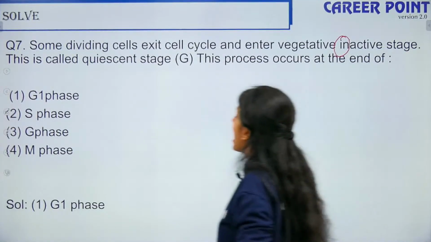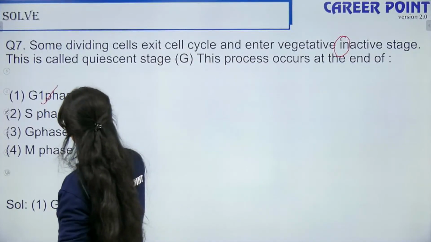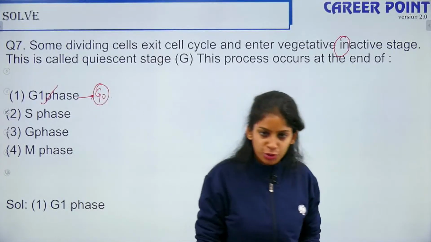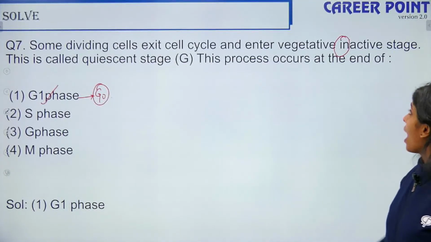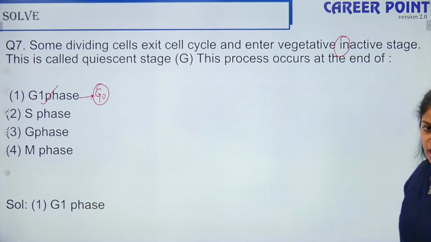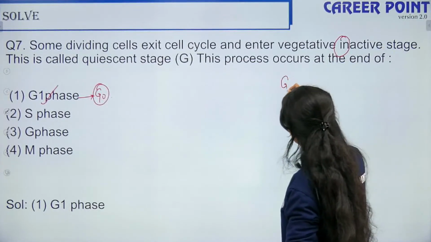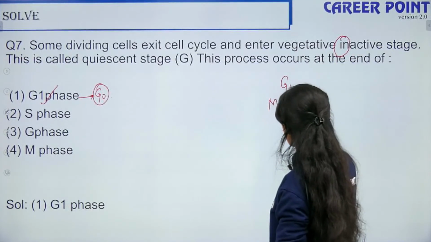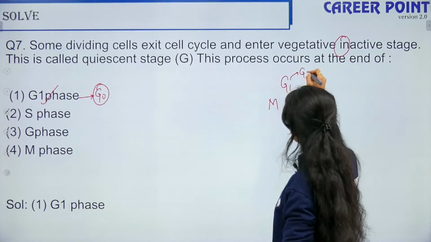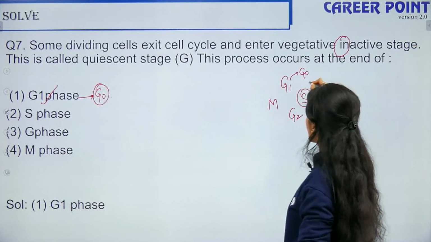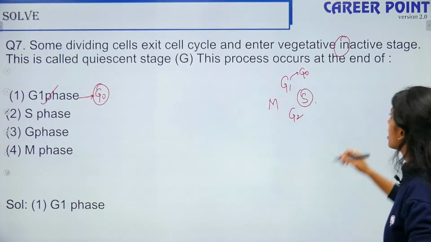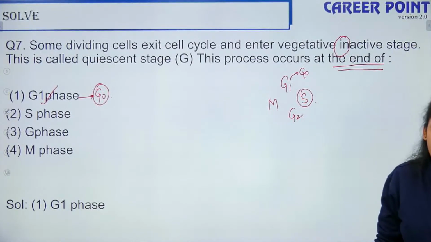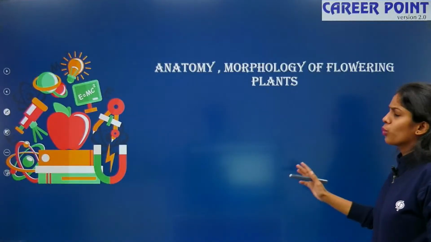One. Yes, at the end of G1 phase, before going into S phase, they enter your G0 phase. Option 1 is the right answer. Not at the end of S phase; it is G1, G2, and then your M phase. So G0 is here, before the start of S phase. Since the question says at the end, it is G1 phase.